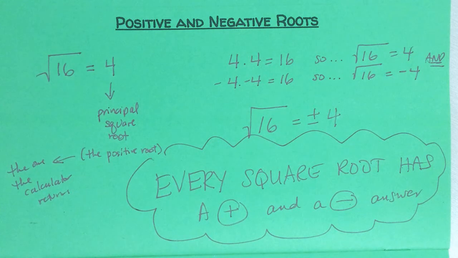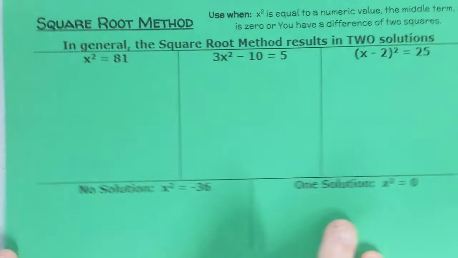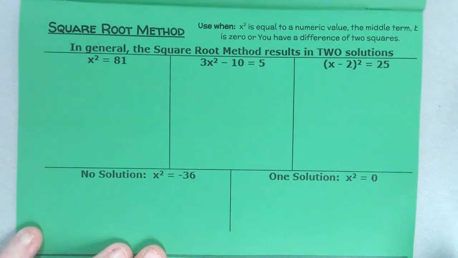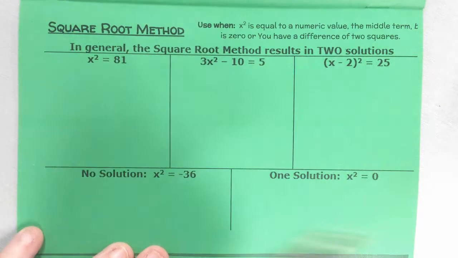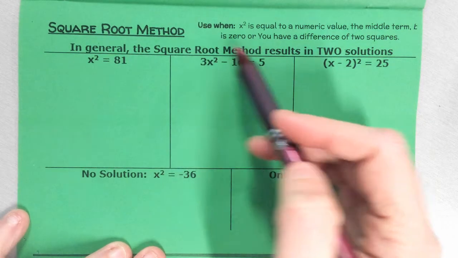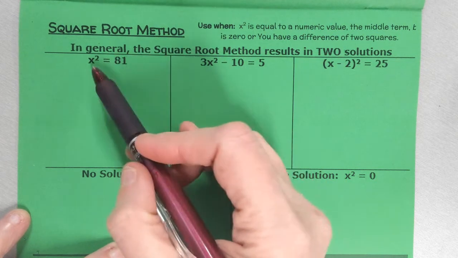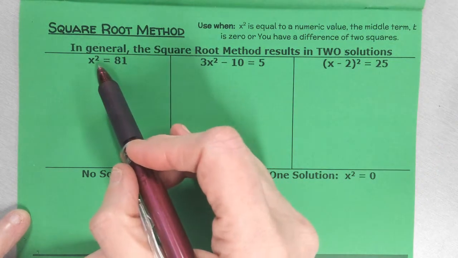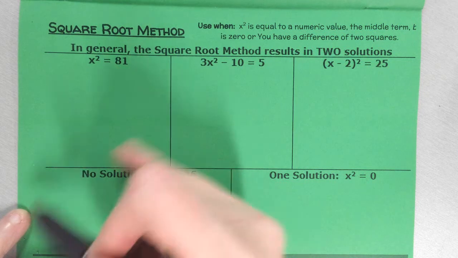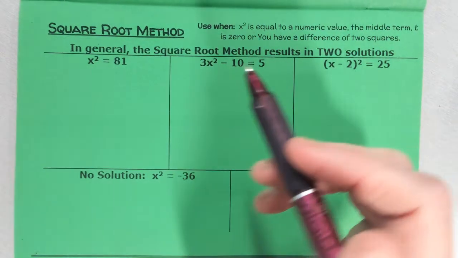The next method is called the square root method. The square root method generally is going to result in 2 solutions. There's a couple of situations where it won't, okay? And this is when you're going to use it. You're going to use it when x squared is equal to a number, so a numeric value. Like this, x squared equals 81, or x squared equals 100.